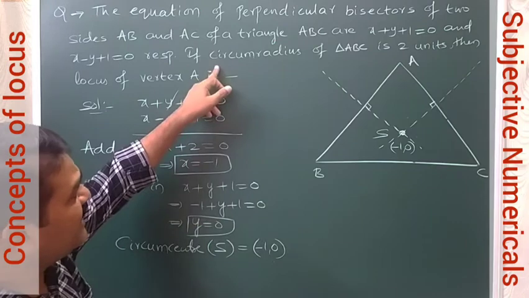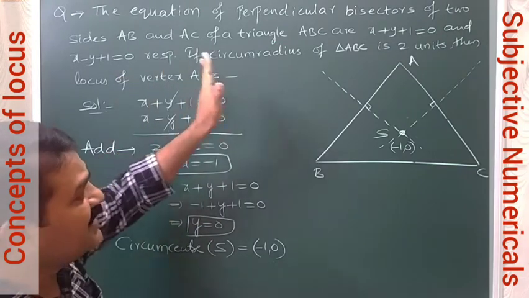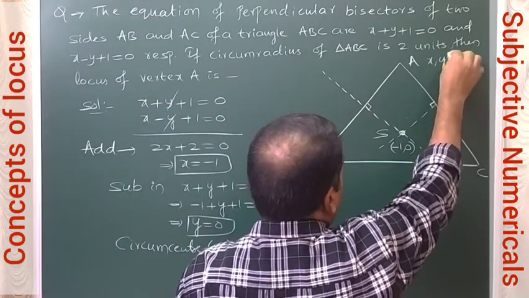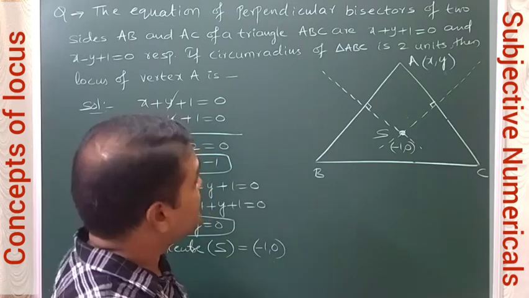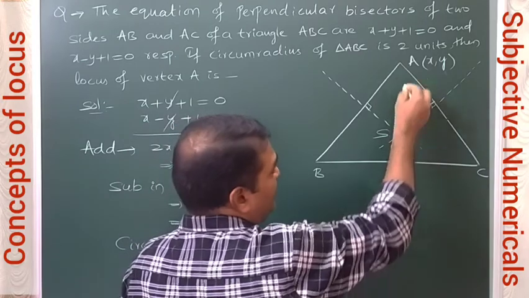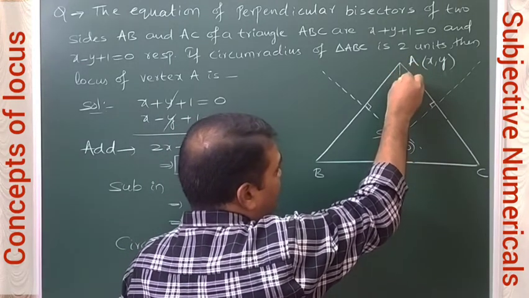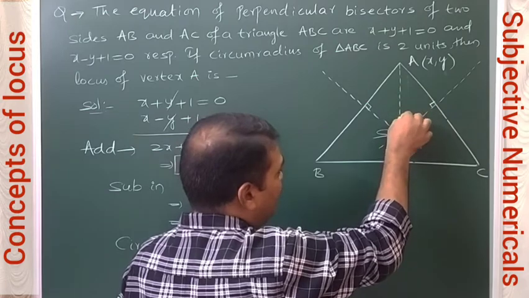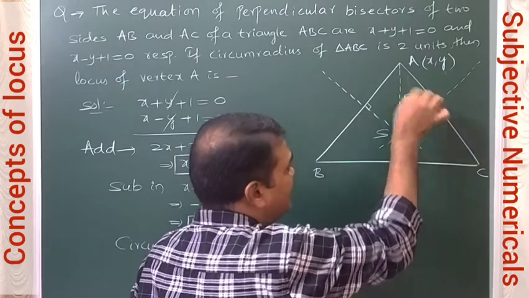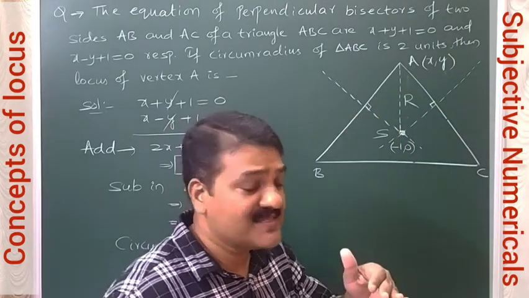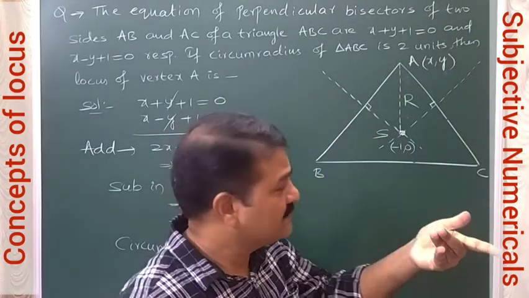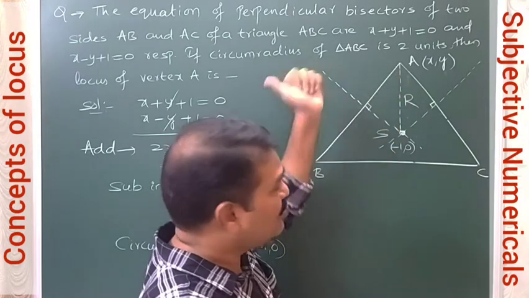Okay. Now what we have to find? Locus of vertex A we have to find. So locus of vertex A is required. So let us take A as x comma y. Circumradius is given as 2. We know that the length of the line joining vertices to circumcenter is nothing but circumradius capital R. Circumradius is nothing but the length of the line joining vertex to the circumcenter. This circumradius is given as 2 actually.